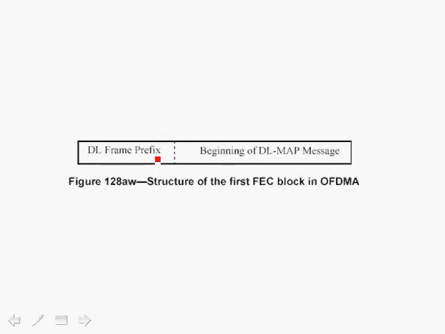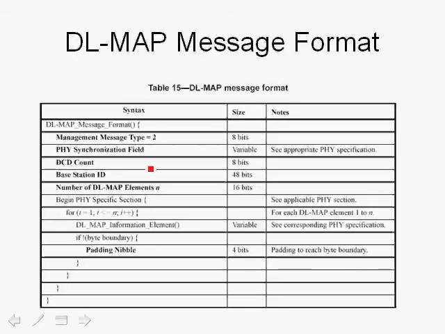The downlink frame prefix is followed immediately by the beginning of the downlink map message, and then followed by the uplink map message. Now the downlink map message, the structure of which is provided here, this is the format, is organized by the MAC layer, and of course, as we mentioned before, transmitted to the PHY.